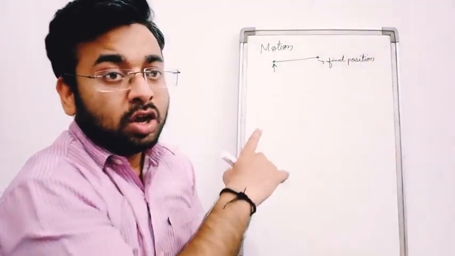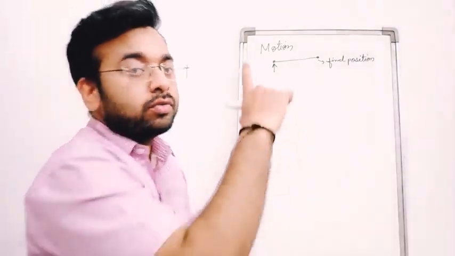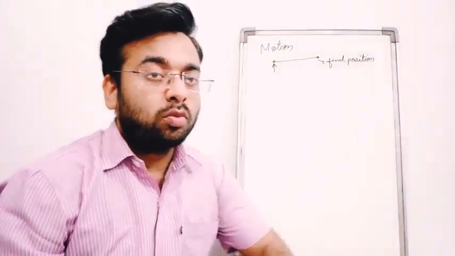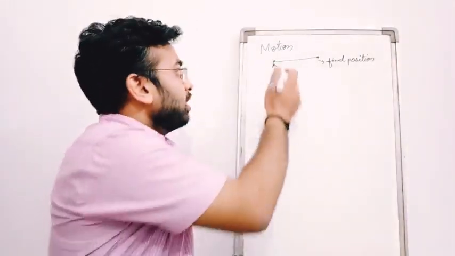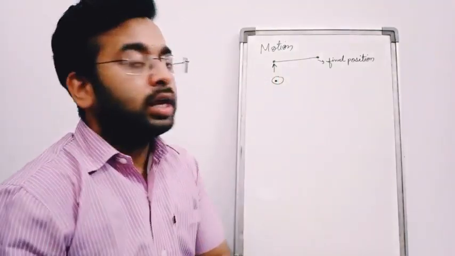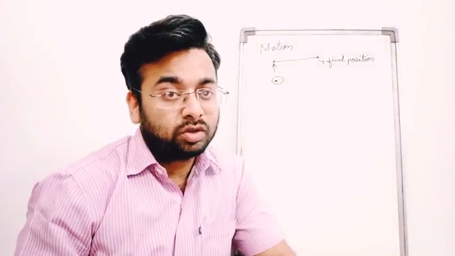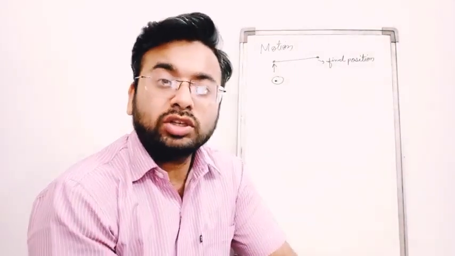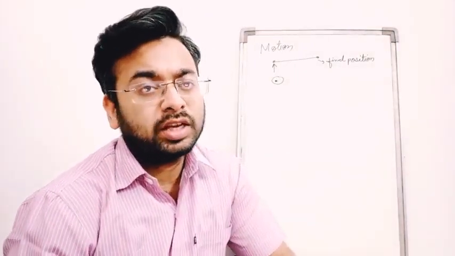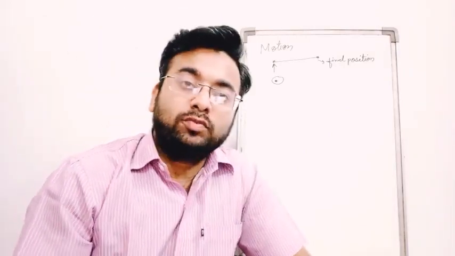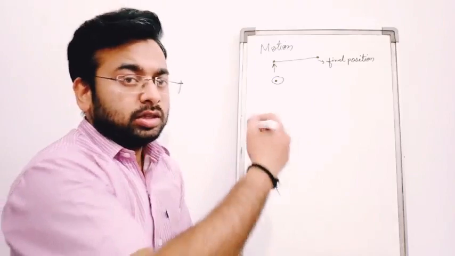So we can say when there is a change of position with respect to time, then the object is in motion. Now if, let's say, the object is at this point even after a particular time, so we can say the position has not changed. So when there is no change in the position with respect to time, we say the object is at rest.